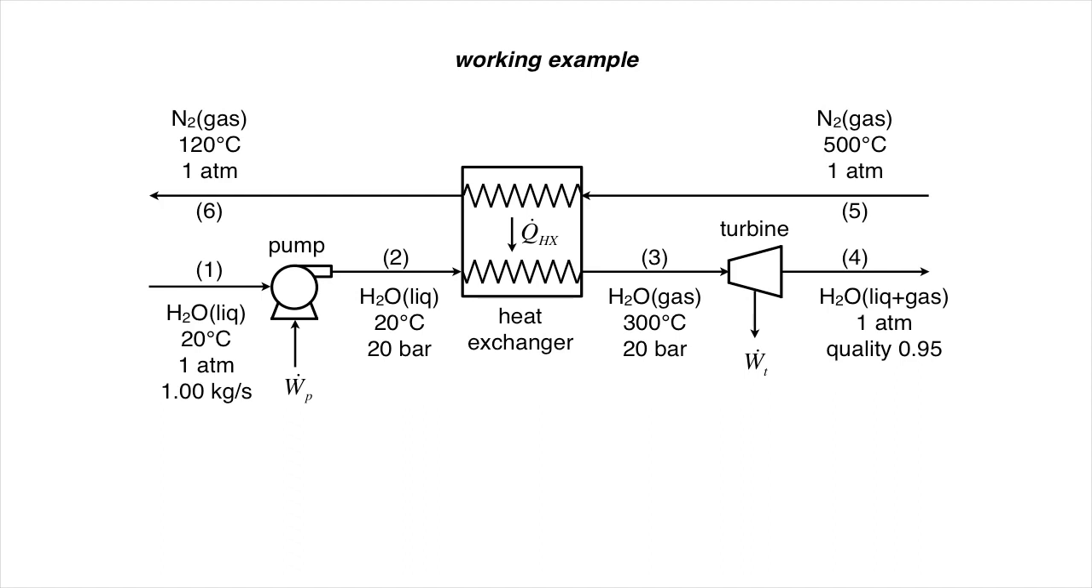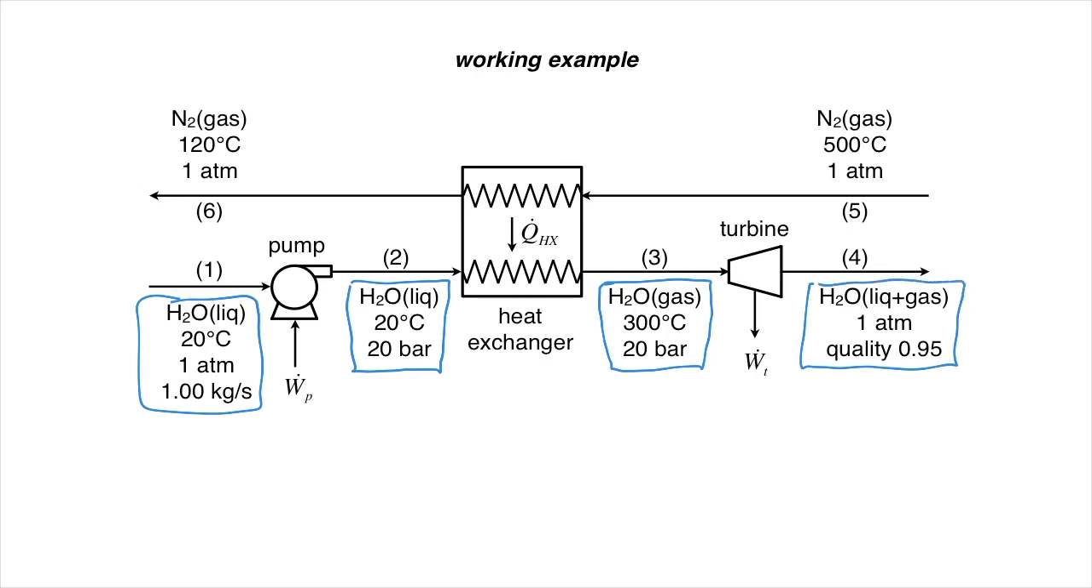As a working example, consider the following steady-state process for producing mechanical work. 1 kilogram per second of water at 20 degrees C is fed to a pump, which produces high-pressure water at 20 degrees C and 20 bar. The high-pressure water is sent to a heat exchanger, where it is heated, boiled, and superheated to 300 degrees C and 20 bar. The steam is then expanded in a steam turbine engine, producing saturated steam plus water with a quality of 95%.